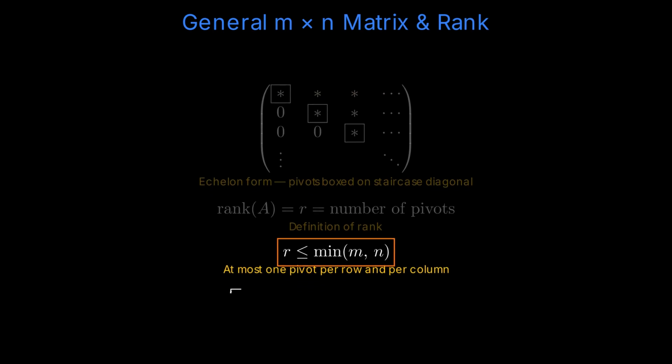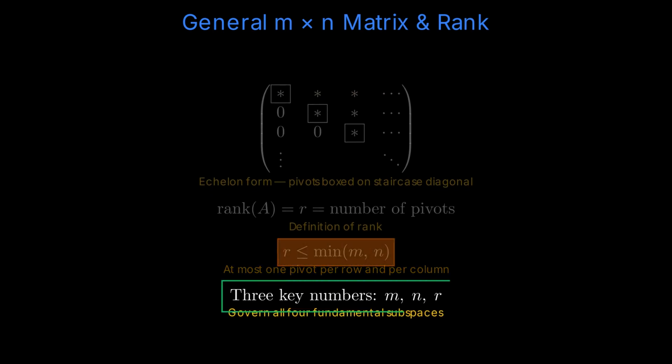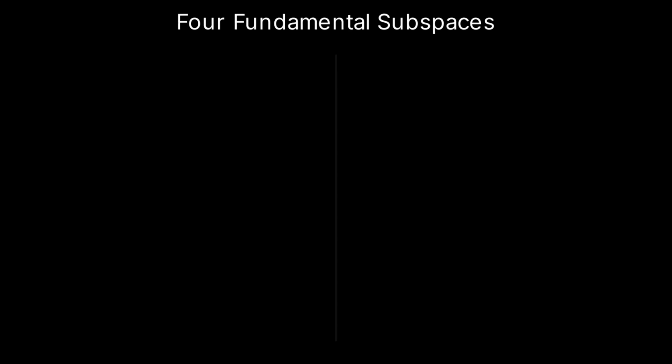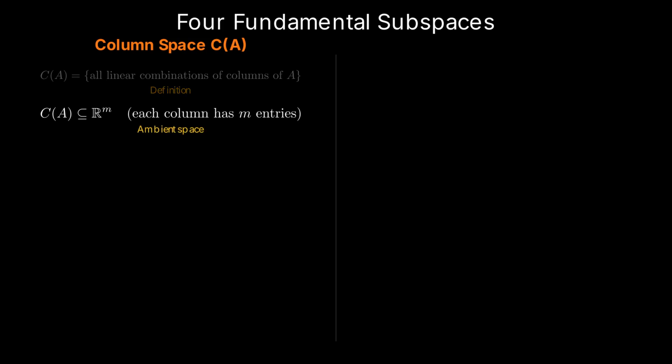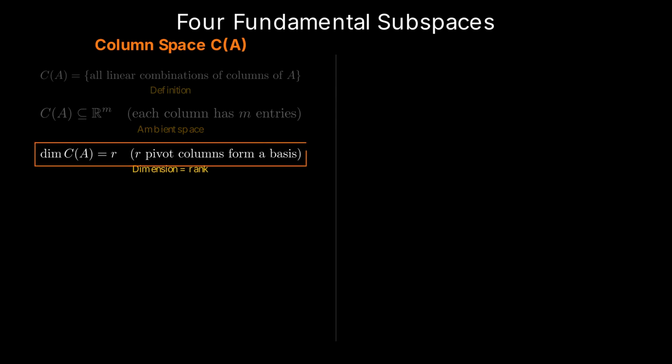Here is the key insight. The four fundamental subspaces of A and all of their dimensions are completely governed by just three numbers: m, n, and r. Let's look at the first two of the four fundamental subspaces. First up is the column space of A, written C(A). To build it, take all linear combinations of the columns of A. Since each column has m entries, these combinations are vectors in R^m.